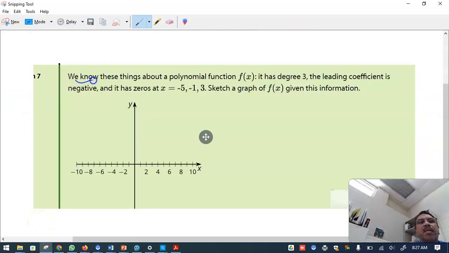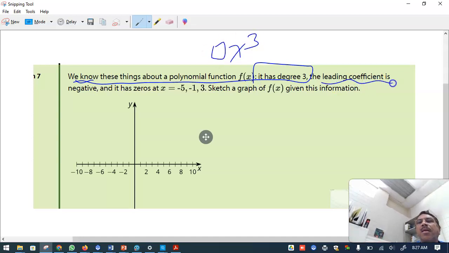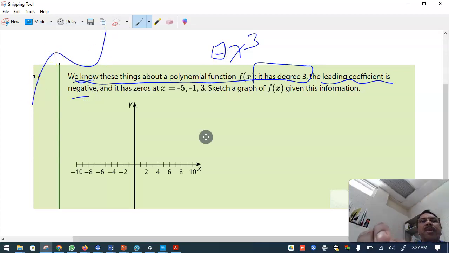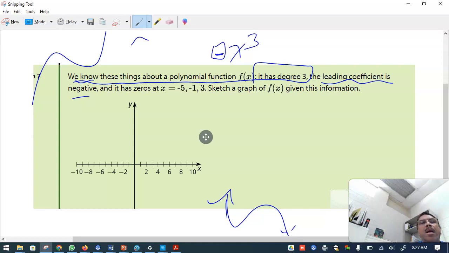And the last question is, they gave us a degree 3, that means x cubed, and the leading coefficient is negative, that is minus. The regular graph is this one, but because it is minus, it starts from up and then goes down like this. They gave us the zeros: negative 5, that's negative 5, that's negative 1, and then the 3.